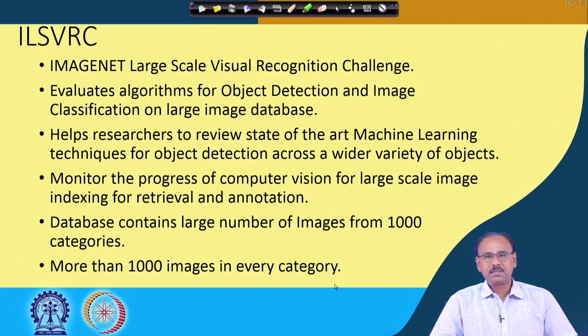And as the name suggests, it is a large-scale visual recognition challenge. The database which is used in this case contains a large number of images from 1000 categories. So you find that the database is quite huge, and the recognition or classification of images is done on such a database which contains data from 1000 different categories and more than 1000 images in every category. This is what is given as a challenge known as the ImageNet Large Scale Visual Recognition Challenge.